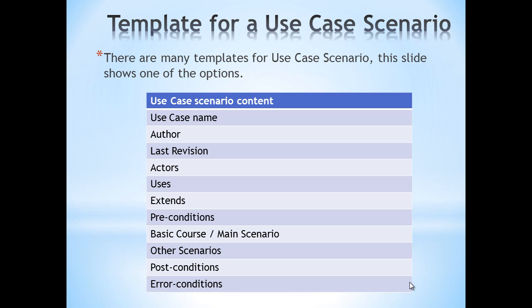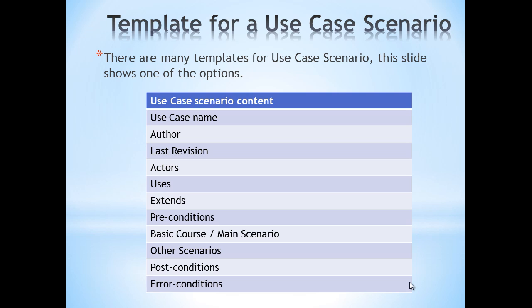Then the last revision, and the actors, which are the actors who are interacting with the particular use case you're writing the scenario for. The uses, also known as includes, indicates which other use cases this use case has an include relationship with. Same thing for extends, which indicates what use case they are extending, if any. The preconditions indicate any condition that must be true or must be met before this use case can successfully execute. Then we have the basic course and main scenario.